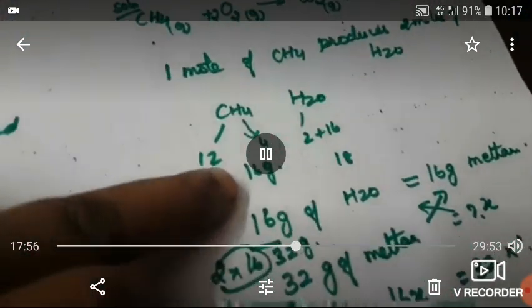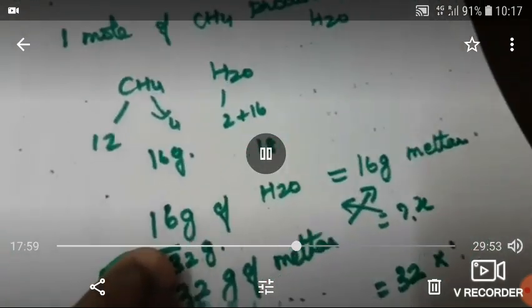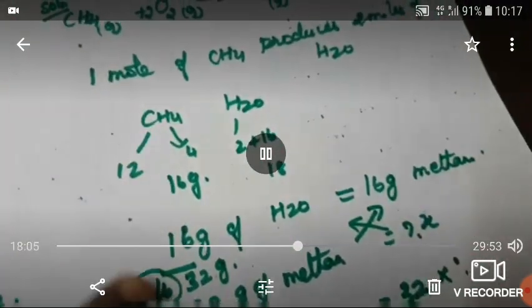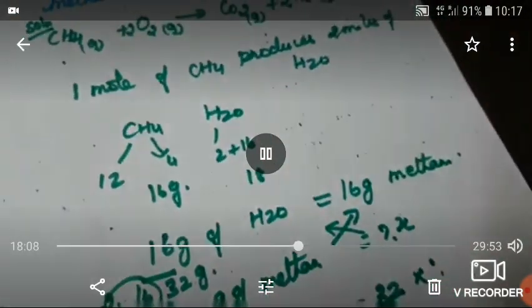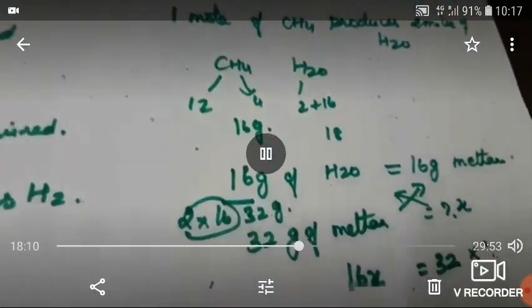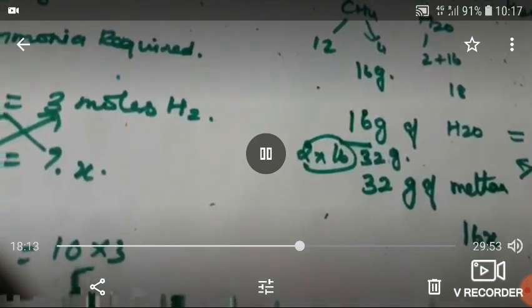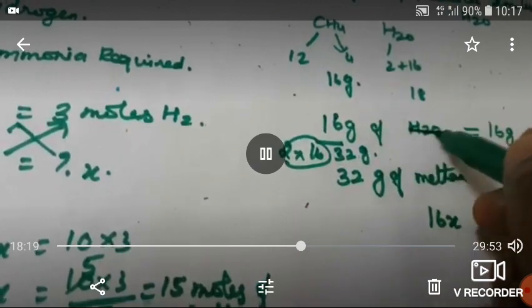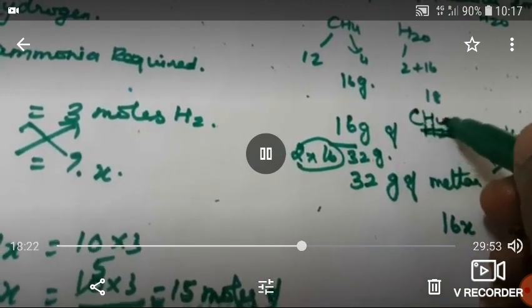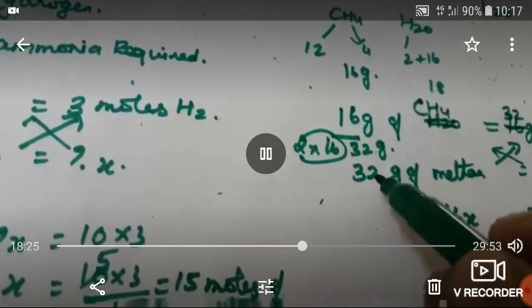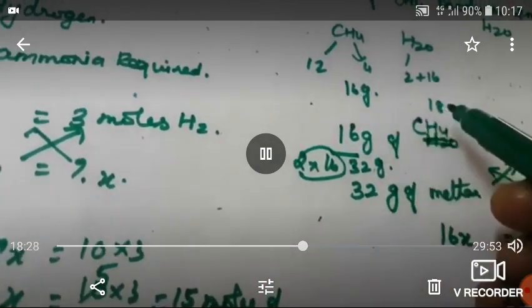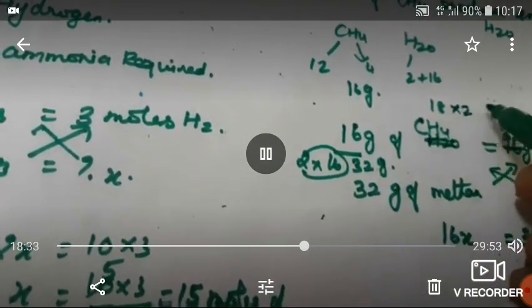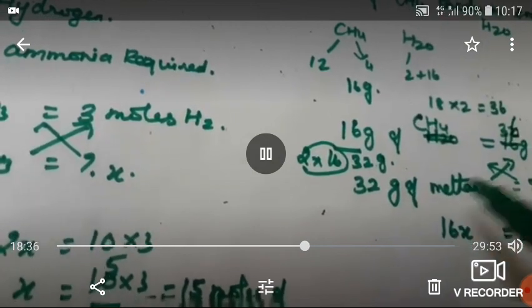So here that is 1 mole of methane, so that is 16 gram. Water is 2 moles, so 2 into 18, that is 36. So 16 gram of methane required for 36 gram of water. Okay, so that is 36 gram of water.